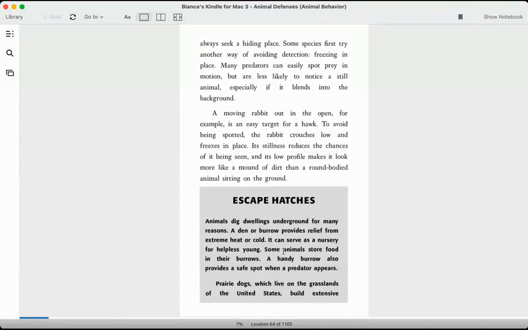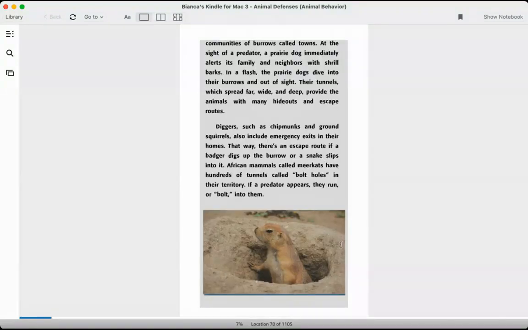Prairie dogs, which live on the grasslands of the United States, build extensive communities of burrows. This is a burrow right here, this hole, when they make a hole and go underground, called towns. At the sight of a predator, a prairie dog immediately alerts its family and neighbors with a shrill bark. In a flash, the prairie dogs dive into their burrows and out of sight. Their tunnels, which spread far and wide and deep, provide the animals with many hideouts and escape routes.